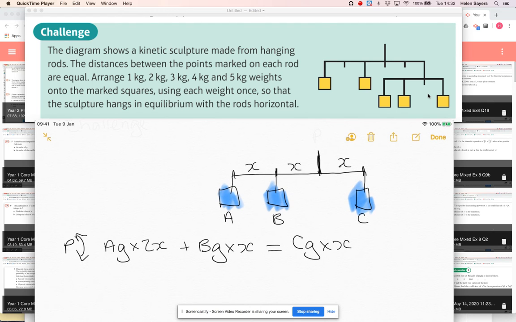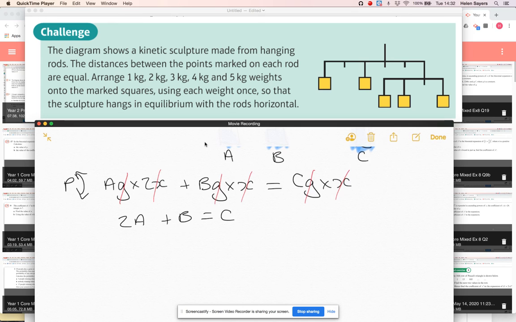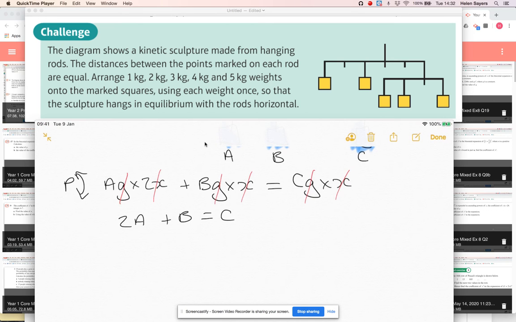Okay, so I can cancel through by G and X. If you forgot G, you could still get the correct answer, but just not quite from the correct method. So then I've just got 2a plus b equals c. I've got an equation with three unknowns, so that's not going to be solvable, but I do know there's only 5 possible options for a, b, and c. So I could start to think about the possible combinations.